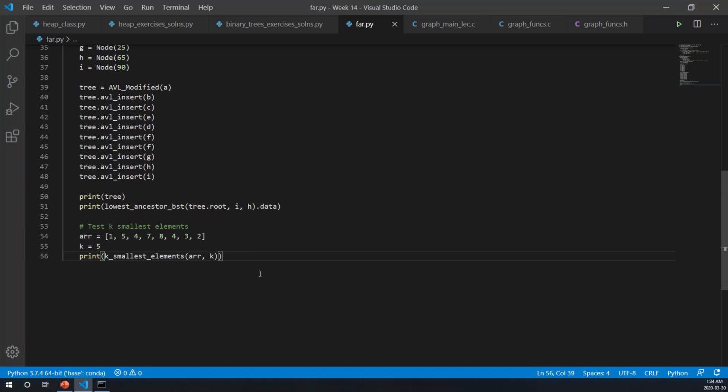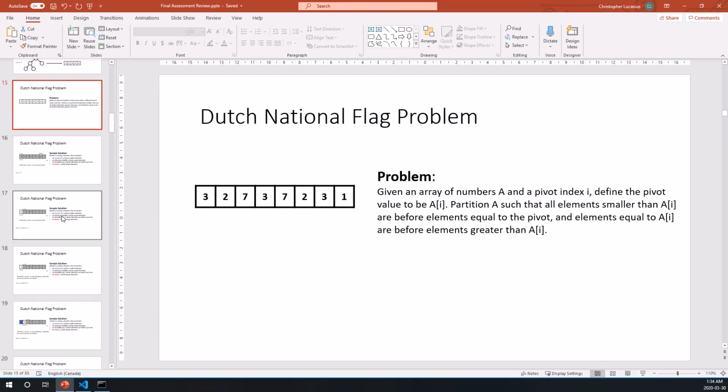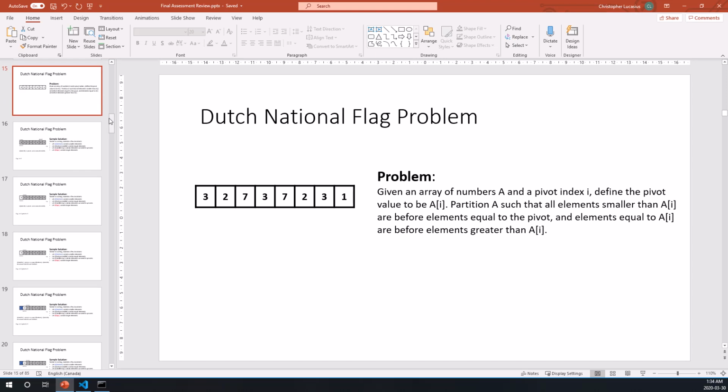Awesome. Now another problem is called the Dutch national flag problem. So this problem arises whenever, well, hold on. First of all, some trivia. This was by the Dutch computer scientist Dijkstra. Remember, he's the guy who made Dijkstra's algorithm.